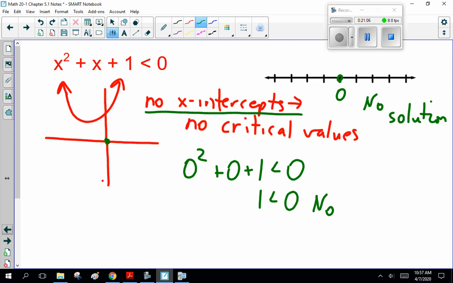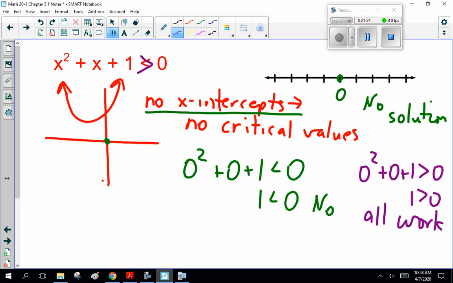Now, the other version of the question I could ask, greater than 0. That is, where does it work? Well, 0 squared plus 0 plus 1 is greater than 0. 1 is greater than 0, so they all work. So check and be careful how the question is worded. If I rewrite it, x squared plus x plus 1 is greater than 0, everything works. Okay?